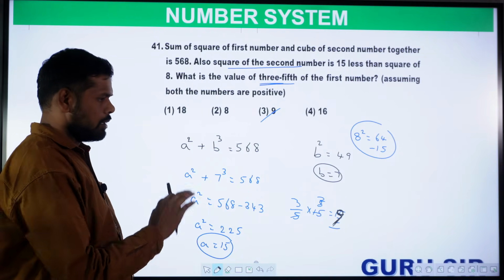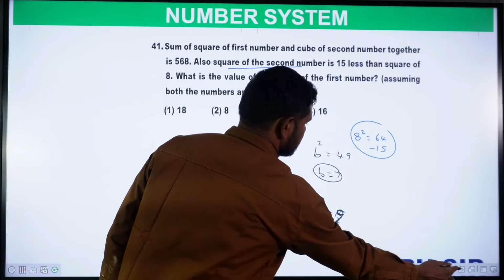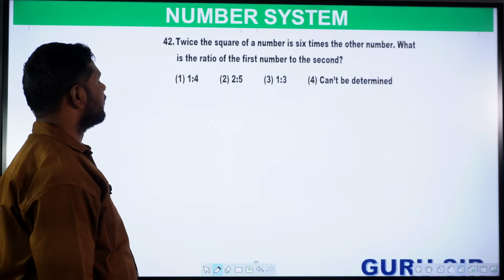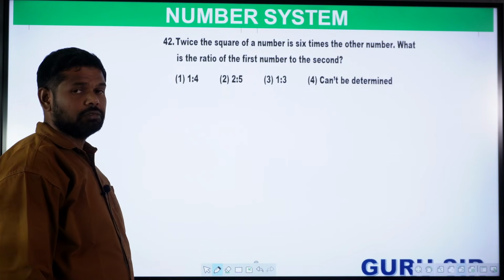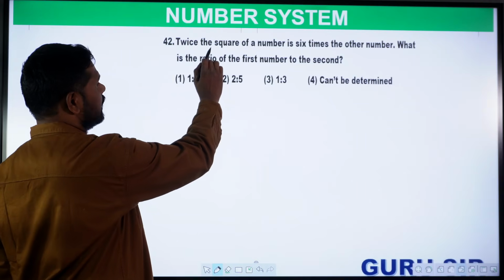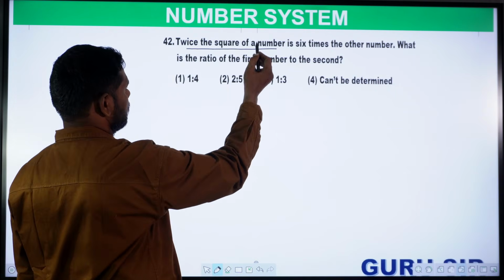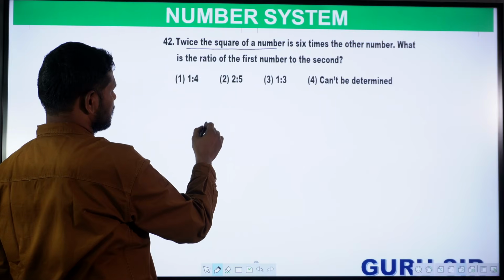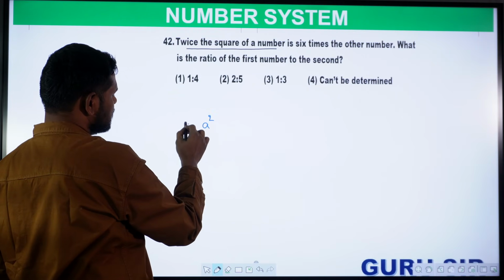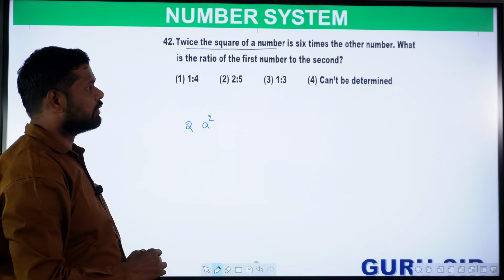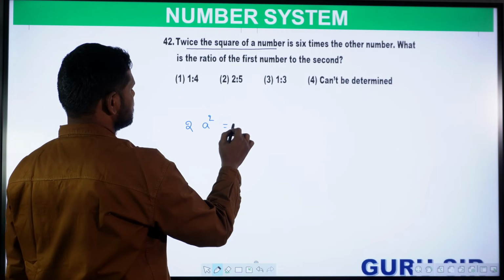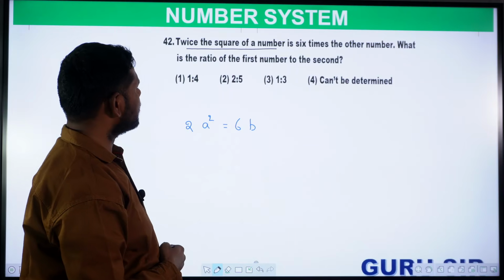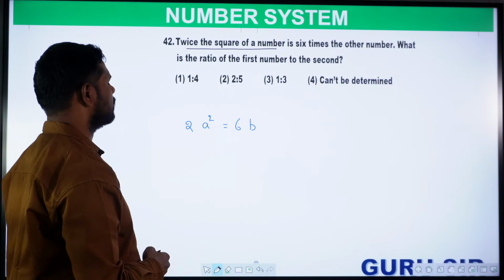That's simple. Next one. So a direct statement is given, then very easy to solve. Twice the square of a number is 6 times the other number. Suppose a number is there, twice the square of that number: 2 times A square is 6 times of the other number, suppose 6 into B. What is the ratio of the first number to second?